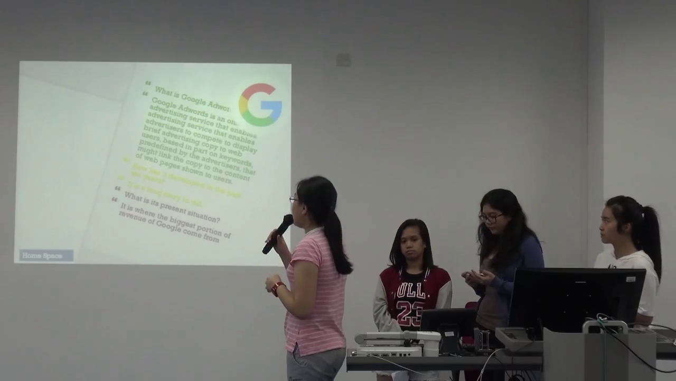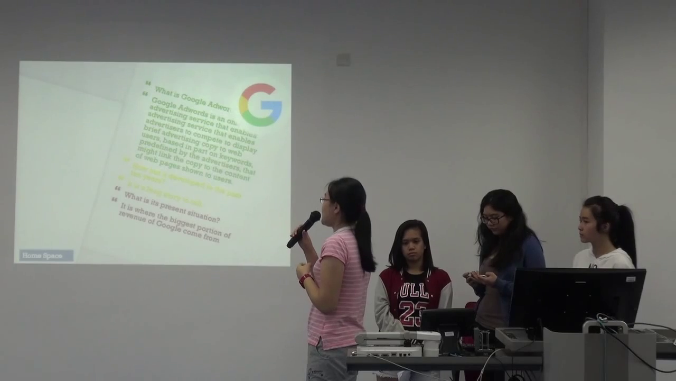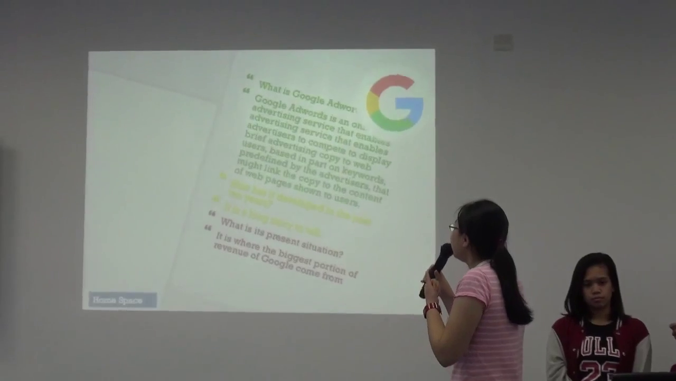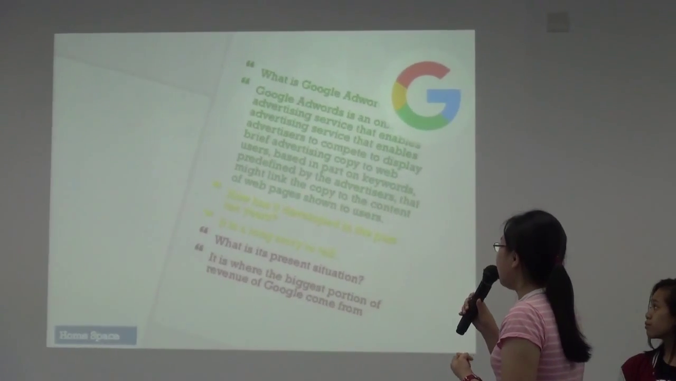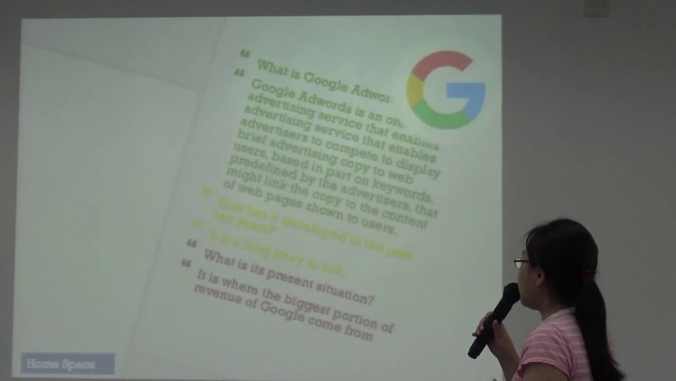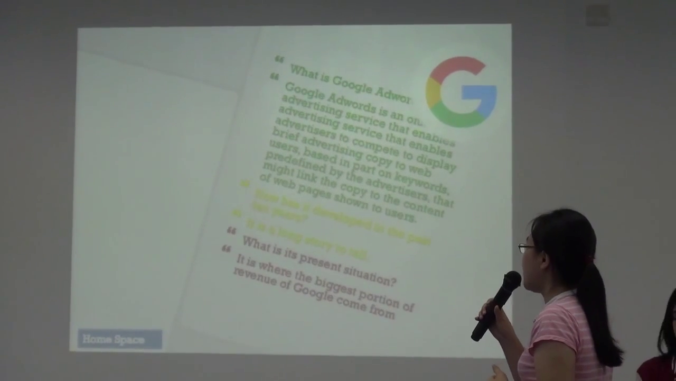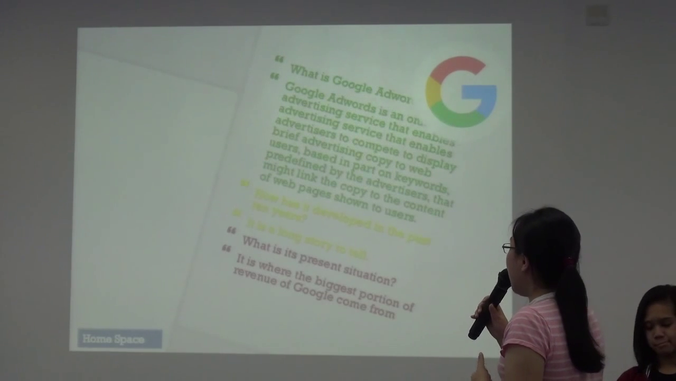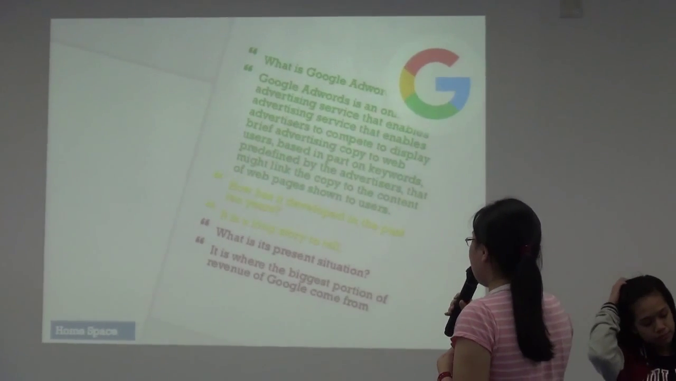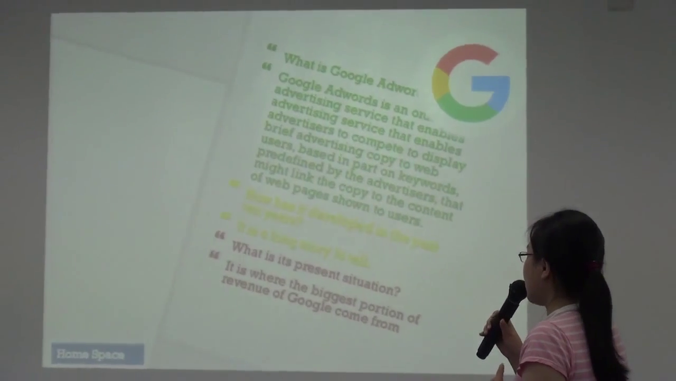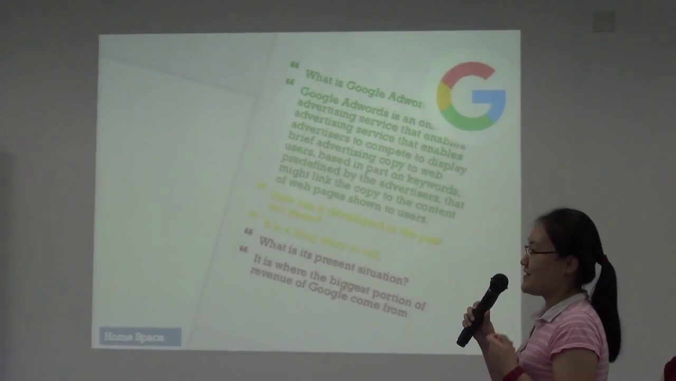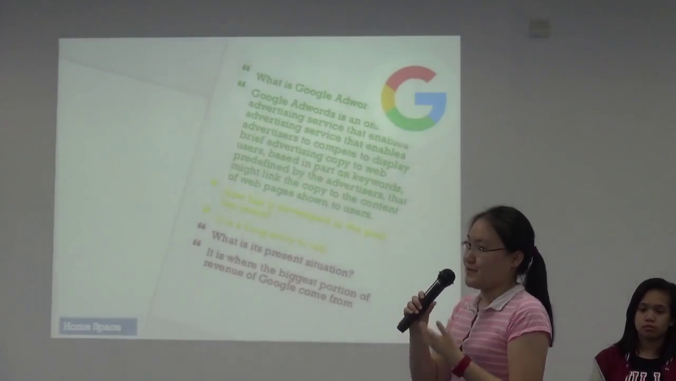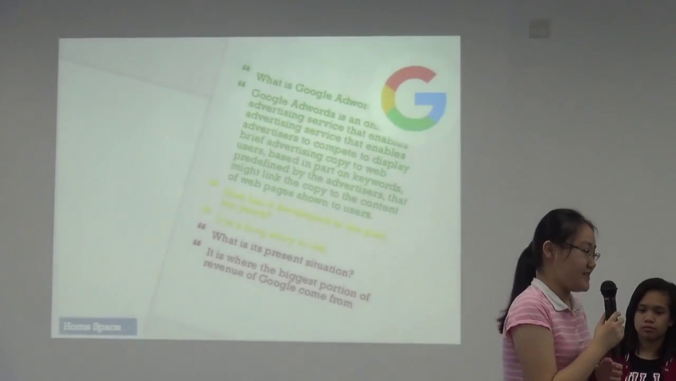Google AdWords is an online advertising service. It enables advertisers to compete to display brief advertising copy to web users, based in part on keywords predefined by the advertisers that might link the copy to the content of web pages shown to the users. It's an example of the virtual office, and it helps you to do some advertising work. Yeah, that's all.